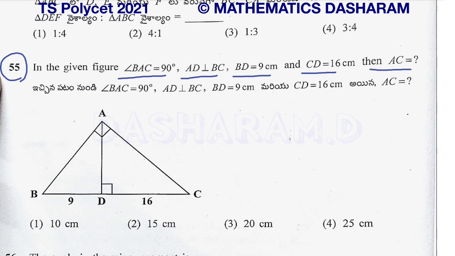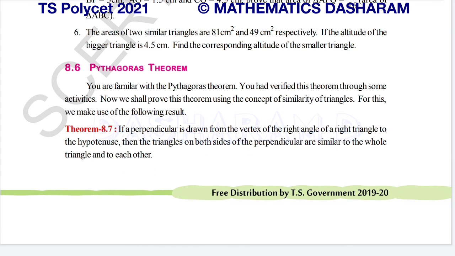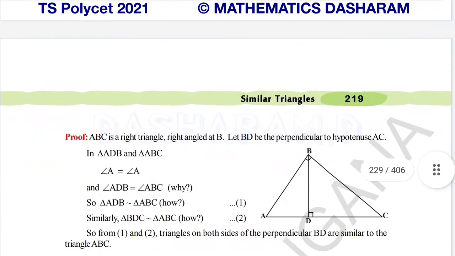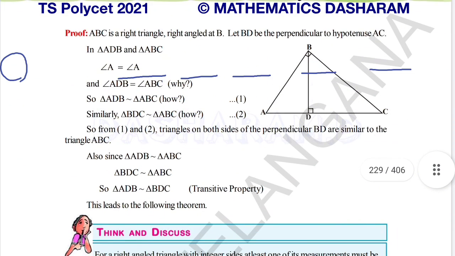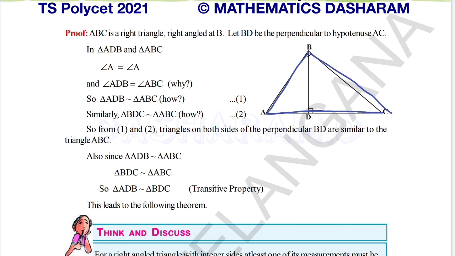So we have one theorem in our textbook, theorem number 8.7. A diagram is given. In this theorem, ABC is a right angle triangle, angle B is 90 degrees, and from this 90 degrees one perpendicular is drawn to the base. Then this perpendicular will divide it into two triangles. The two triangles are similar to each other and similar to the whole triangle.